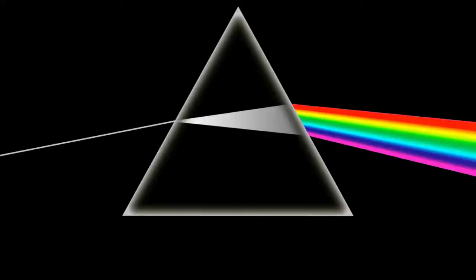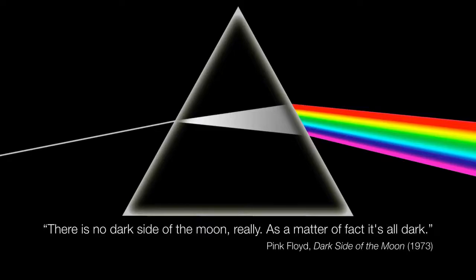Now, if you listen to Pink Floyd's Dark Side of the Moon, you may have noticed that after the very end of the last track, there's a voice overheard that says, "There is no dark side of the moon, really. As a matter of fact, it's all dark." And I think that's a great way to wrap up this presentation on the moon, because we have shown that there is no such thing as a dark side. In other words, yes, there is a dark side, but the near side of the moon is not always illuminated. Sometimes it's dark. So all the moon is dark at some point or another.